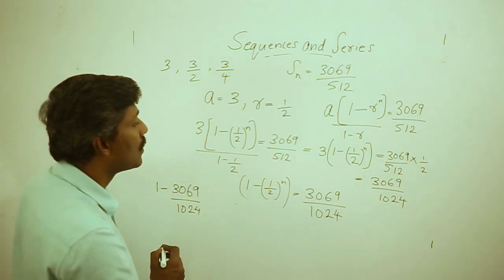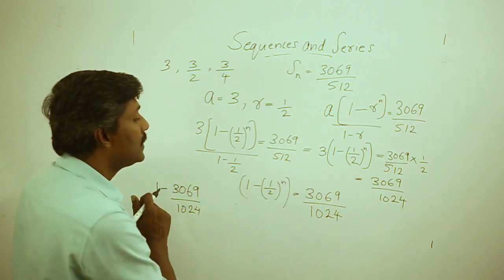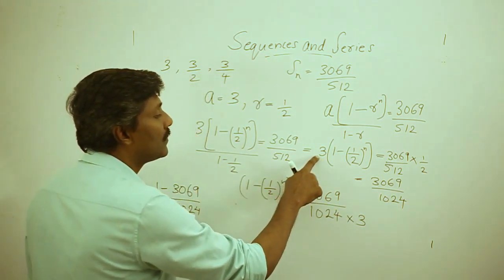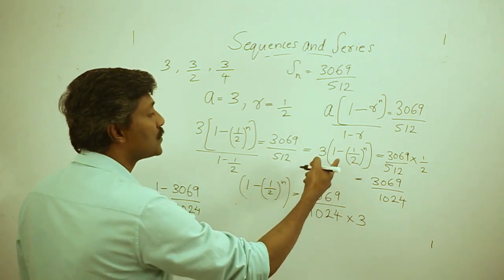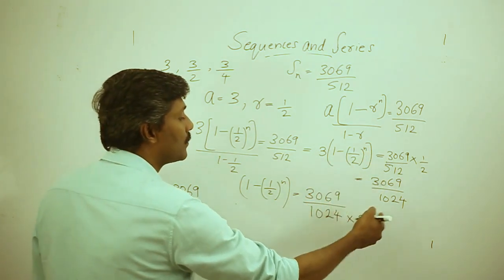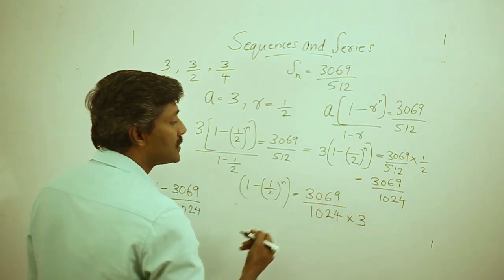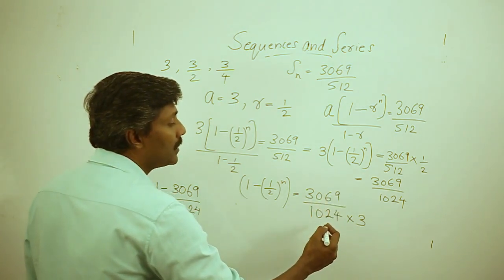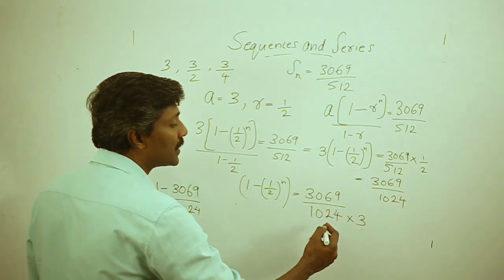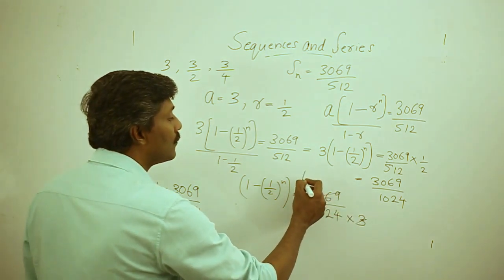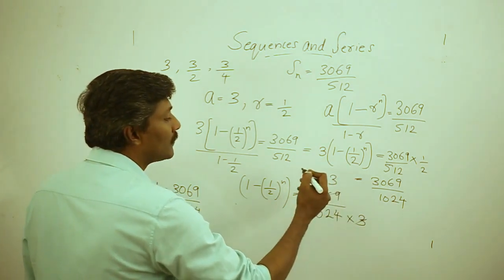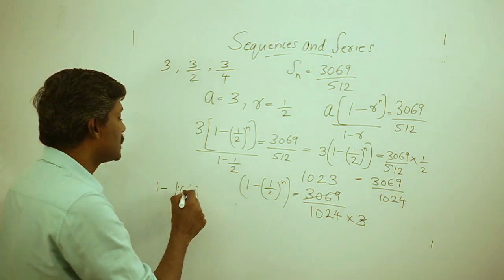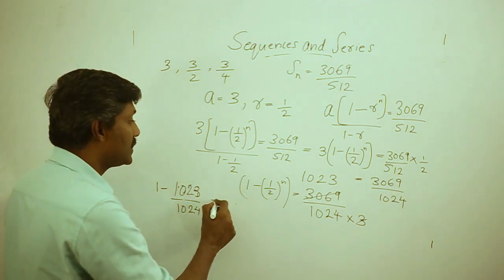Hey, wait a minute, where has the 3 gone? There was a 3 here, right? So that 3 will come down. I forgot to write the 3 here, sorry for that. So this 3 will come down once you cross multiply. So 1 minus 1 by 2 the whole raised to n, this divided by 3. So you can cancel this. 3069 divided by 3 is how much? It will be 1023, right? So this will be 1023, correct? So this will be 1023.